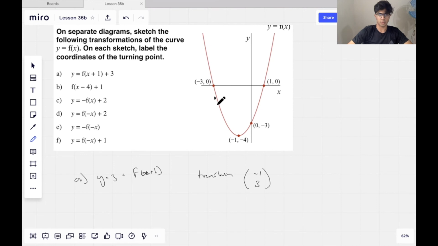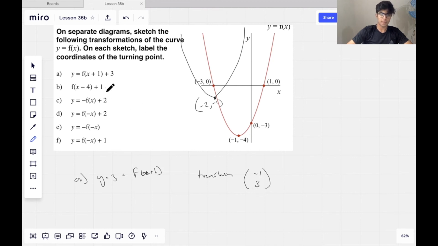It's going to look something like this, right? And then you can say the turning point will be at minus 2, minus 1. Because if you translate this by minus 1, 3, the x coordinate will go 1 to the left, so minus 1, minus 1, minus 2, and then minus 4 plus 3, minus 1.